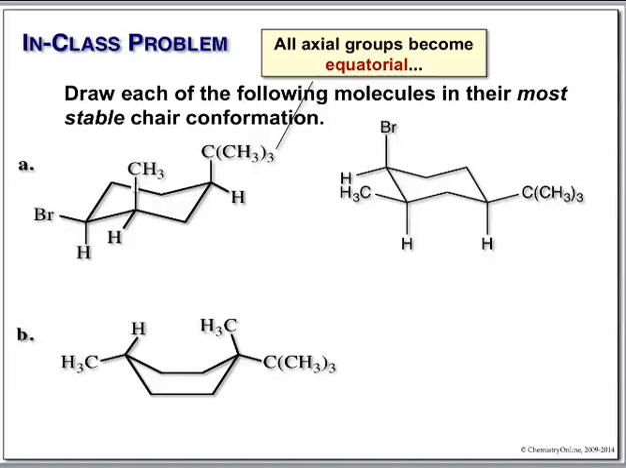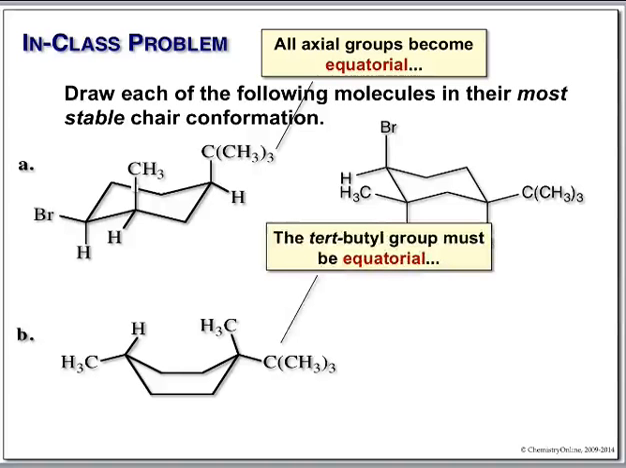Once again, we know that this tert-butyl group is going to have to be equatorial. So we're going to take our basic 6-membered ring. We have substituents at 1 and 4. This must be equatorial. That means this methyl has to be axial. If you want to think about it this way, this methyl is coming up, this one's going down, isn't it? Therefore, if this one is axial, this one must be equatorial.